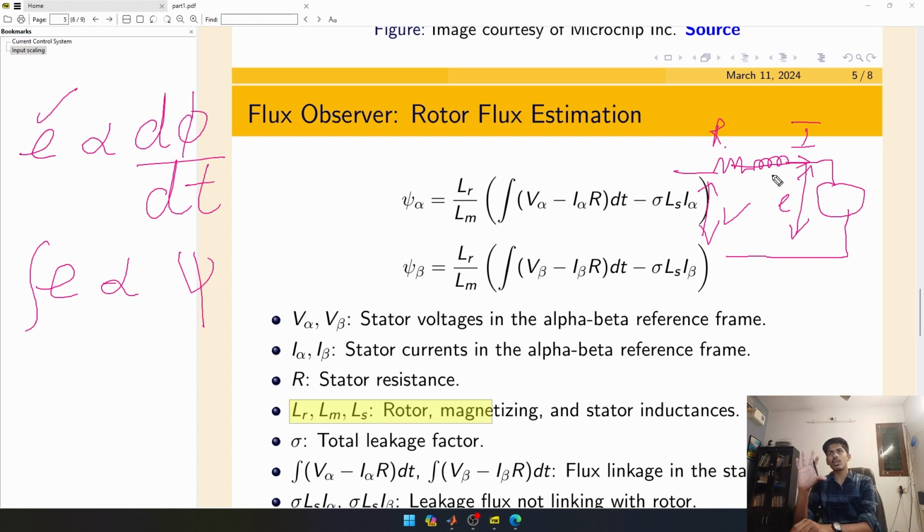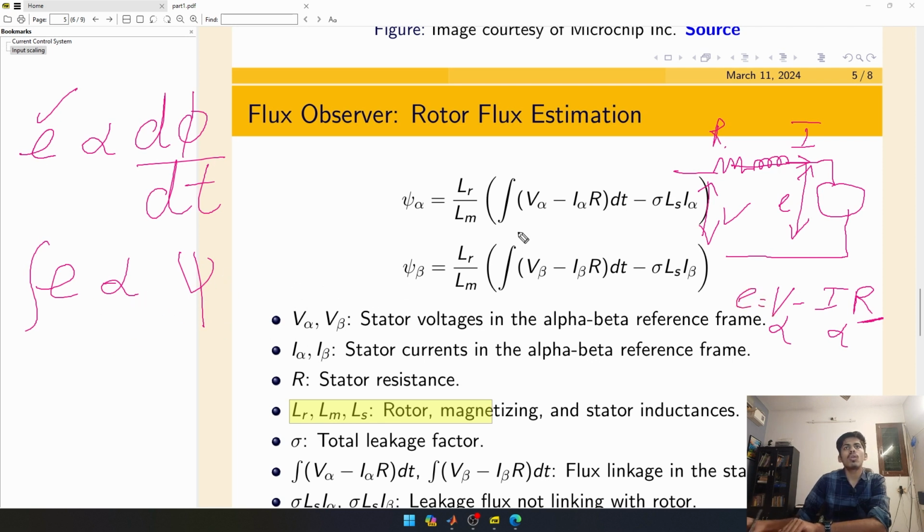We can theoretically do this in circuits for mathematical analysis, but practically we cannot measure this. So this internal induced machine voltage is proportional to flux. This internal machine voltage is nothing but V minus IR. Since all the voltages are in the alpha beta frame, E alpha equals V alpha minus I alpha into R. This R is the resistance of the motor. So this E is this.